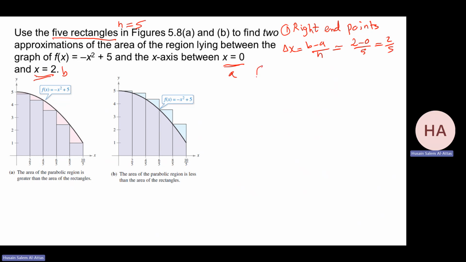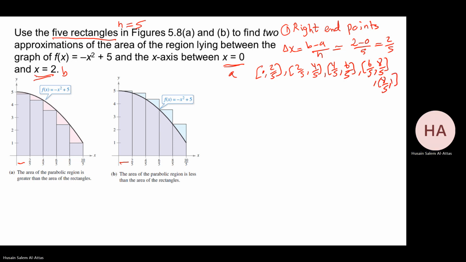And then the intervals will be 0 to 2/5, which is this one, also the same here, then 2/5 to 4/5, 4/5 to 6/5, 6/5 to 8/5, and the last one, 8/5 to 2. Now, if I'm using the right endpoint, it means I'm using this point.